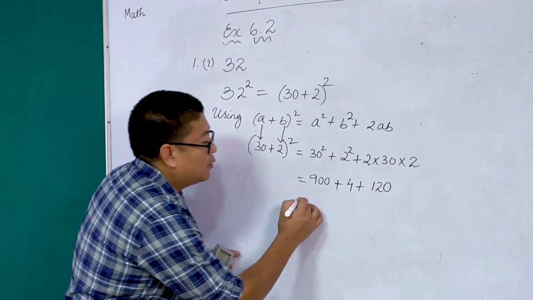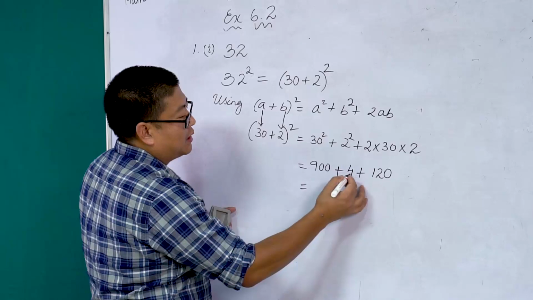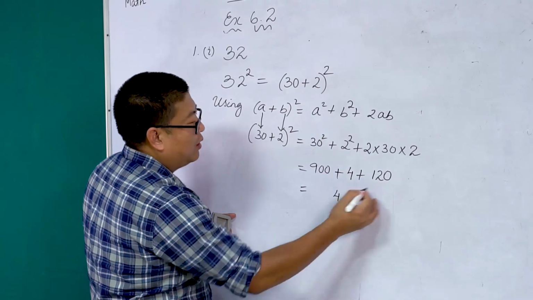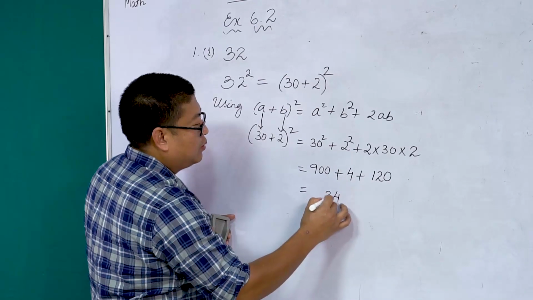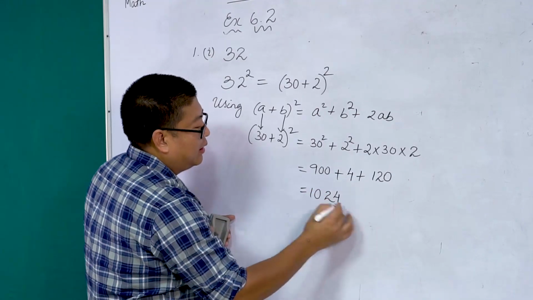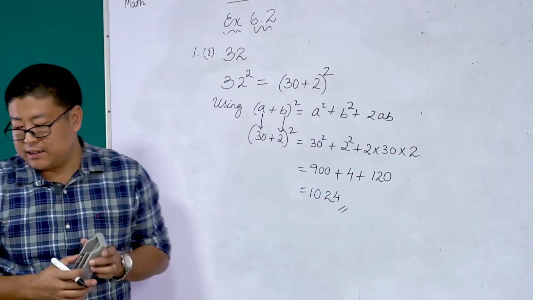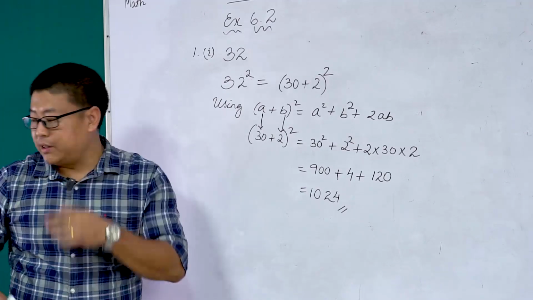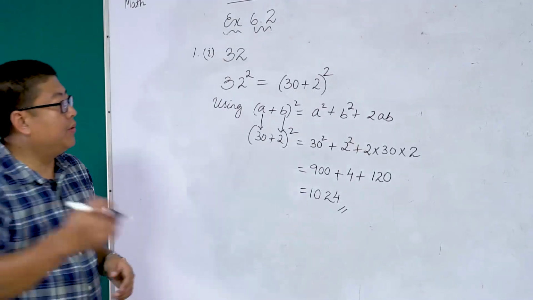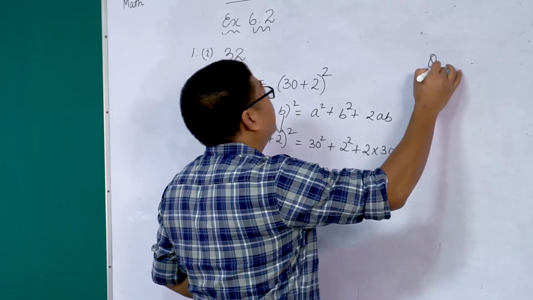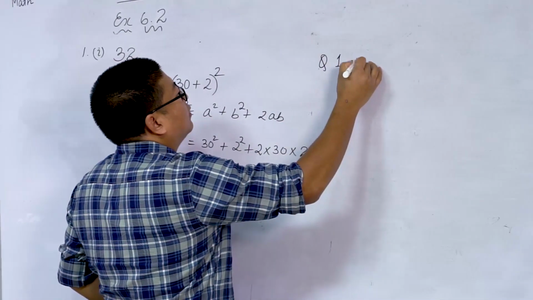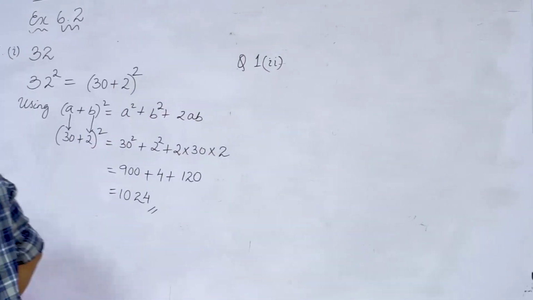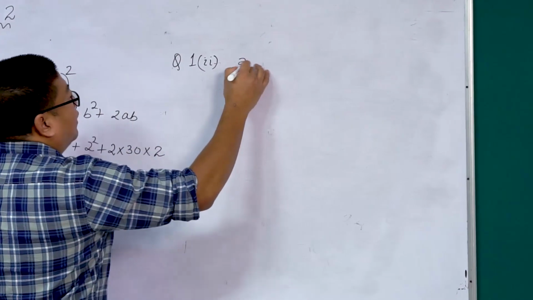Alright, so when you add this, 0 plus 4 plus 0, you get 4. 2 plus 0, 2. 9 plus, okay. You're getting your answer as 1024. So similarly, we can do this for the next question. Question 1, 2. The next question is 35.